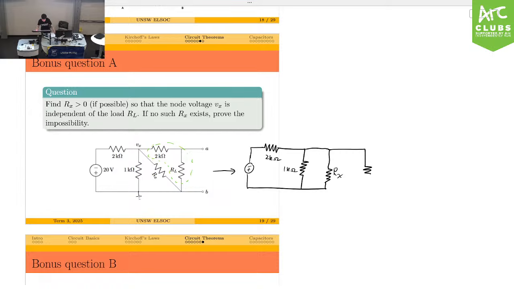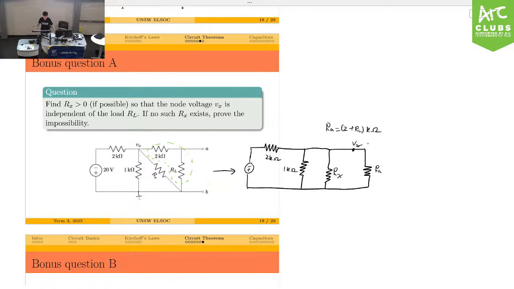And that's going to be, let me call it RA. But RA equals 2 kilo ohm plus RL kilo ohms. So now the question becomes whether we can choose Rx such that the voltage Vx is independent of RA.